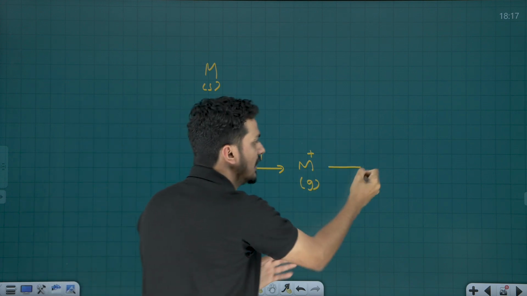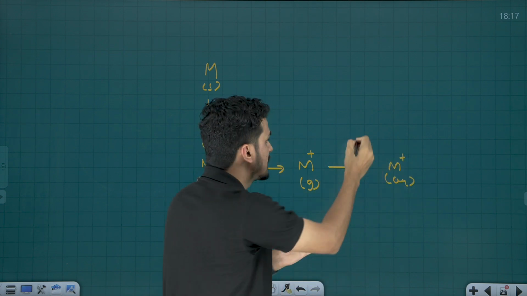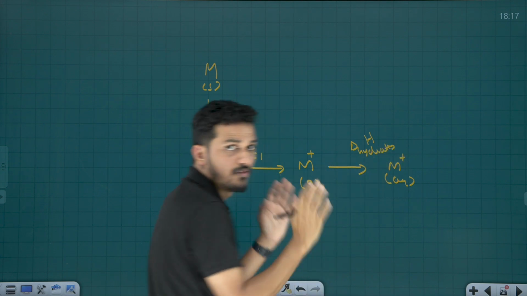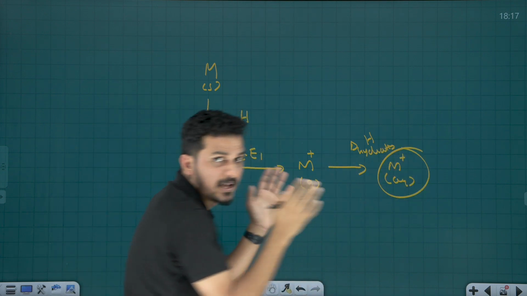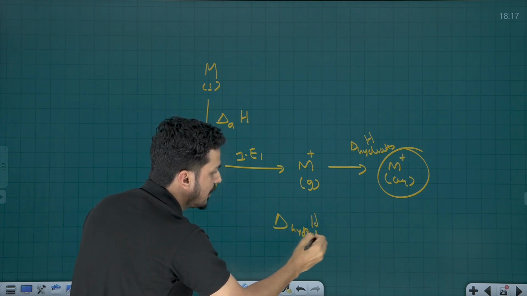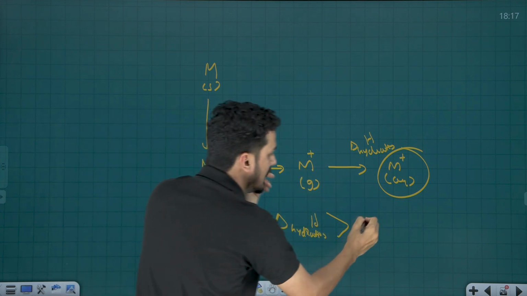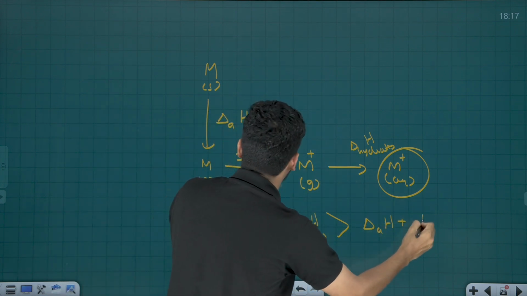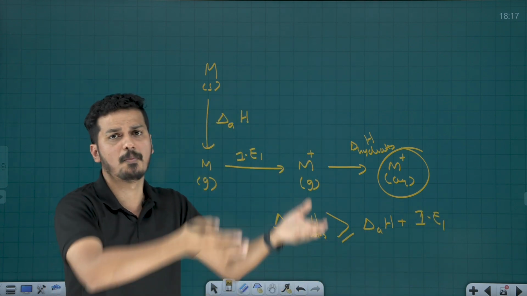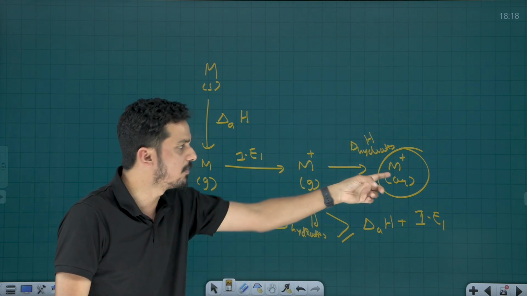Then only this metal ion goes into solution in what? Aqueous. At that time it releases some energy, that is called hydration enthalpy. Always you have to remember this one. For this M+ to be stable, the enthalpy of hydration, the energy released, should be greater than or equal to the sum of the enthalpy of atomization plus ionization enthalpy. That should balance. I mean, however much energy it accepts, at least that much it has to release, or more than that. Then only it will become stable.